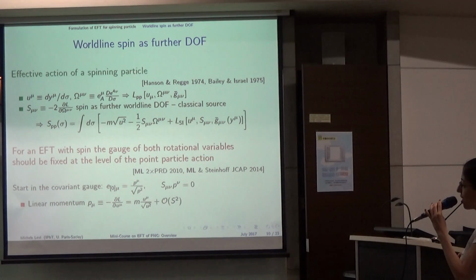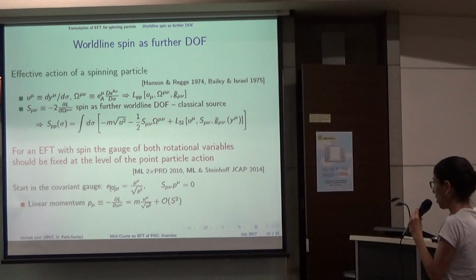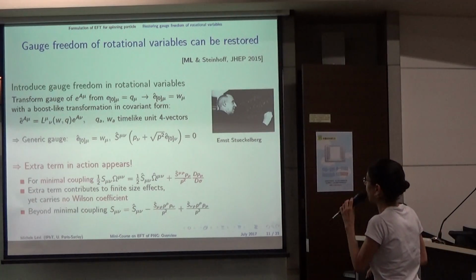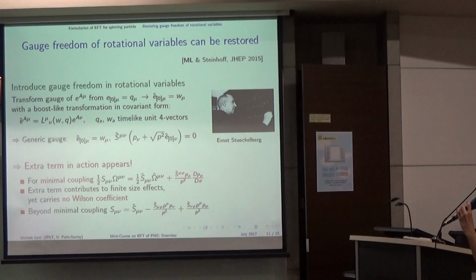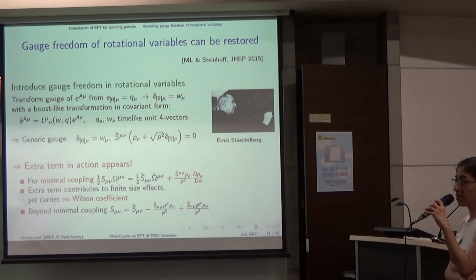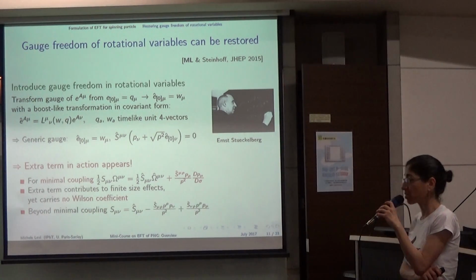The covariant gauge says that the time-like vector of the triad is parallel to the momentum of the object, and that the spin and the momentum are orthogonal. The first thing that we do, I will start a little sketchy here, and I will give more details in the coming lectures.